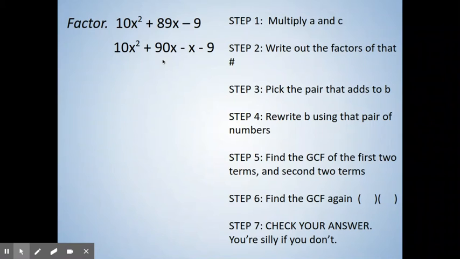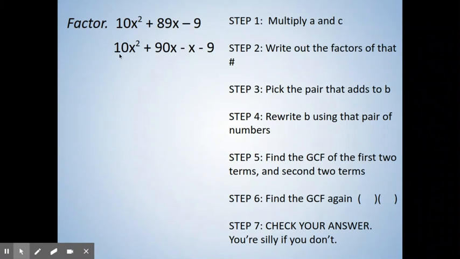Once we've done that, now we're going to start actually factoring. Before we can get to the two sets of parentheses, which we know is what we want that final answer to look like, we are going to use GCF, or greatest common factor. Now that we've got 4 terms, we're going to find the GCF of these first 2 terms and then find the GCF of the second 2 terms. So just focusing in on that 10x squared and 90x, what is the greatest common factor of these 2 terms?